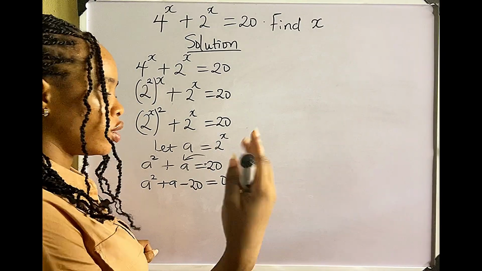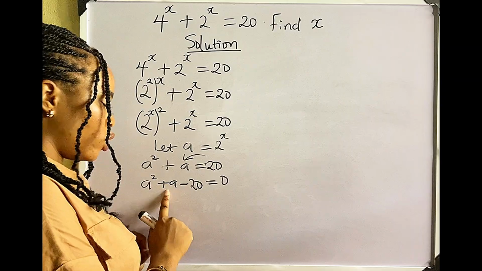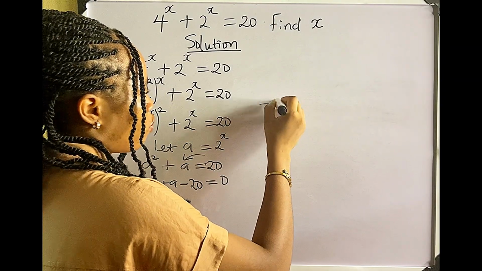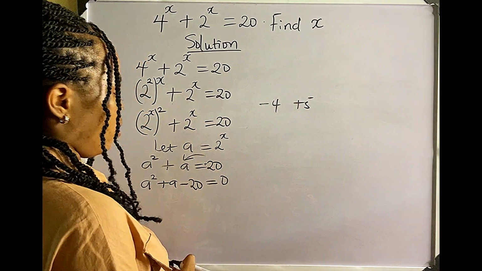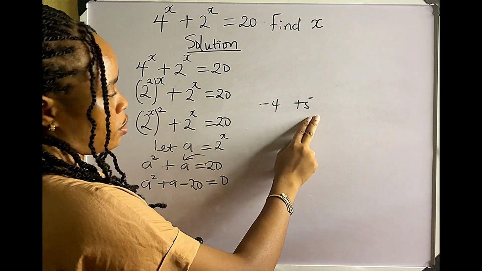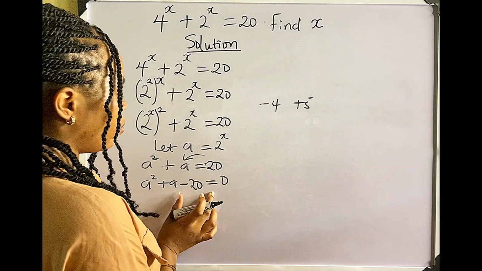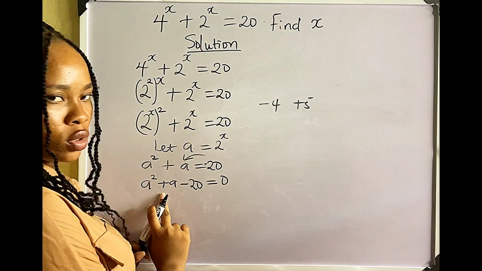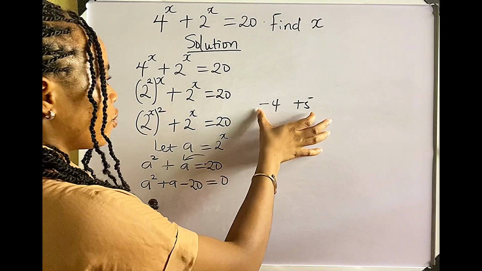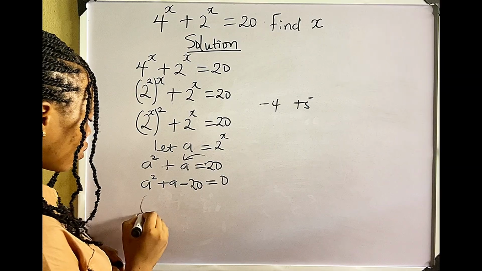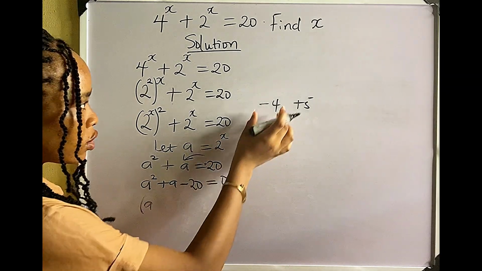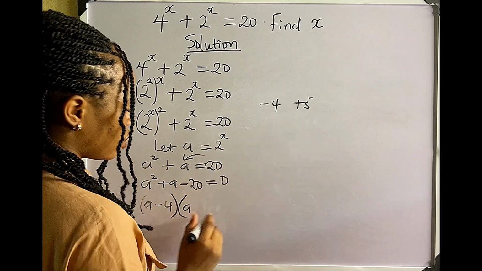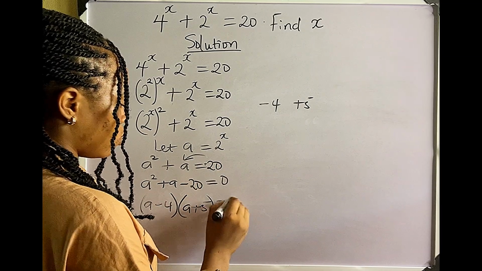When we add or subtract, it gives us plus 1. So those factors are minus 4 and plus 5, because minus 4 times plus 5 gives minus 20, and minus 4 plus 5 gives plus 1. So I'm going to be fixing this here. I'll open my bracket, I have a, then minus 4, then I have a, and then plus 5 equals 0.